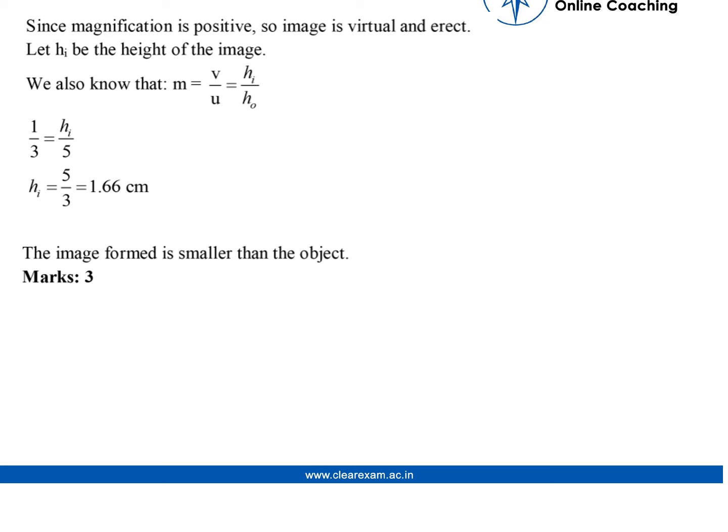Now we suppose that hi is the height of the image, and m equals v by u. Also we can take it as hi, the height of the image, divided by the height of the object. And the magnification we have calculated, 1 by 3, equals hi, which we have to find, divided by 5, the height of the object, and hi we got is 1.66 centimeter. Since the image formed is smaller than the object, the image formed is smaller than the object.